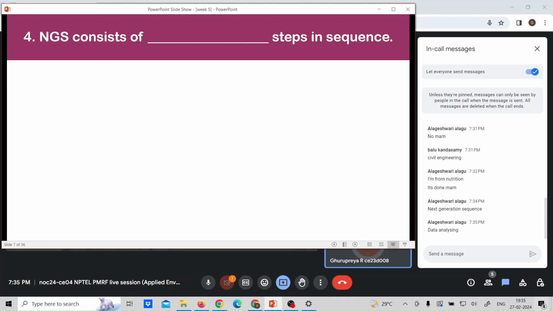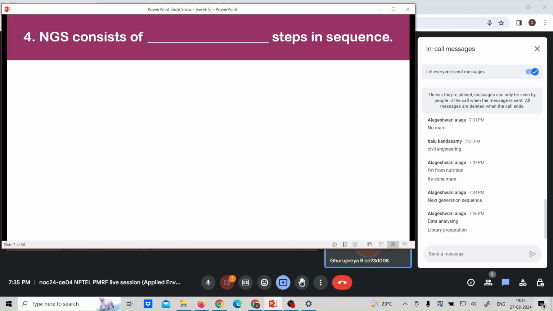So first you have to generate your data. There are a few steps for generating your data, and finally what you do is analyze the data. Yes, there is library preparation. Great. So library construction, amplification, sequencing, and finally what you do with the sequence is data analysis. So this is how NGS works.